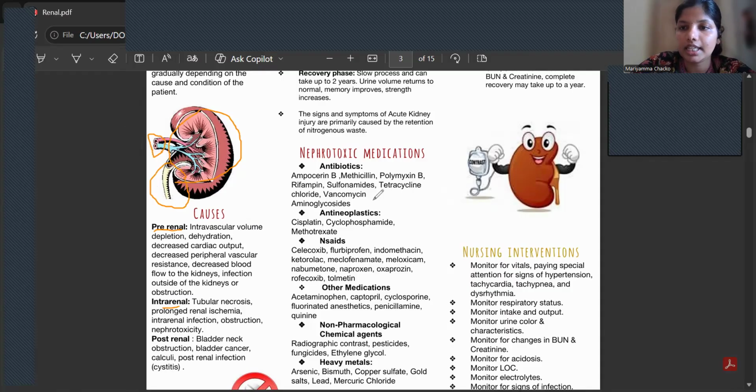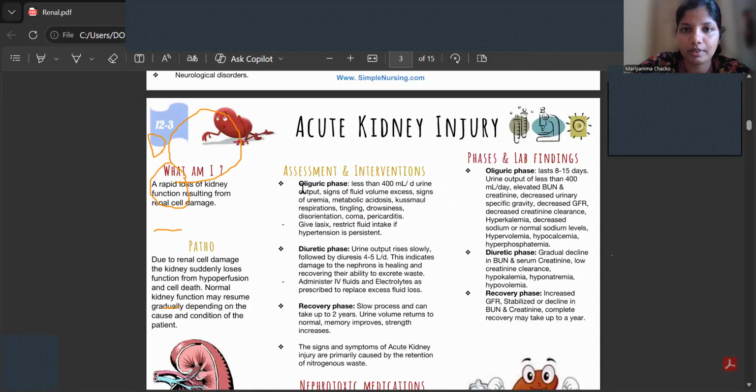Okay. Then the stages of kidney injury. First one is the oliguric phase. What is the oliguric phase? Oliguria means urinary output is less than 400 ml. Proteinuria is excess in the body. So this relates to metabolic acidosis, electrolyte imbalance, and tubular necrosis. So the management is here.